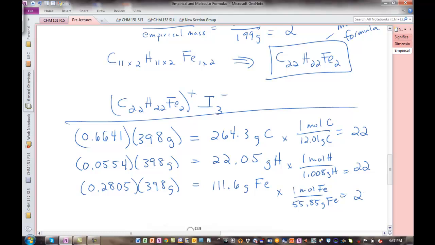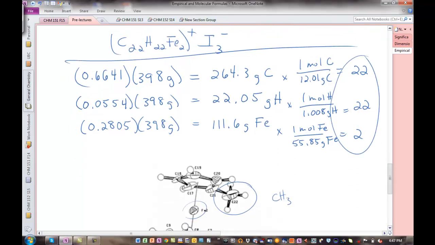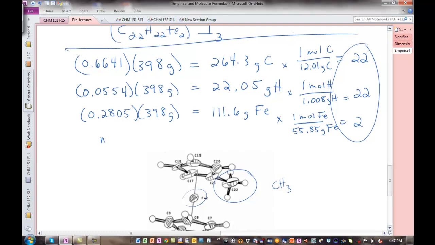So since we started with the molar mass and used the mass percentages, these are the subscripts of the molecular formula. So my molecular formula, I can now get first. Again, we're working this backwards. Rather than solving the empirical formula and then using the molar mass to get the molecular, we're using the molar mass and the percents to get the molecular formula, C22H22Fe2.